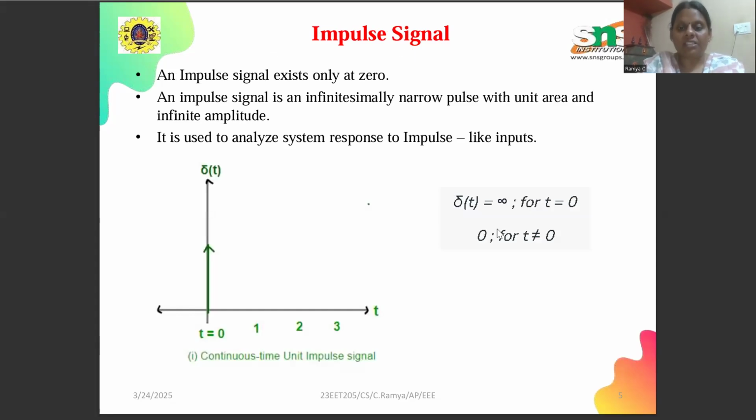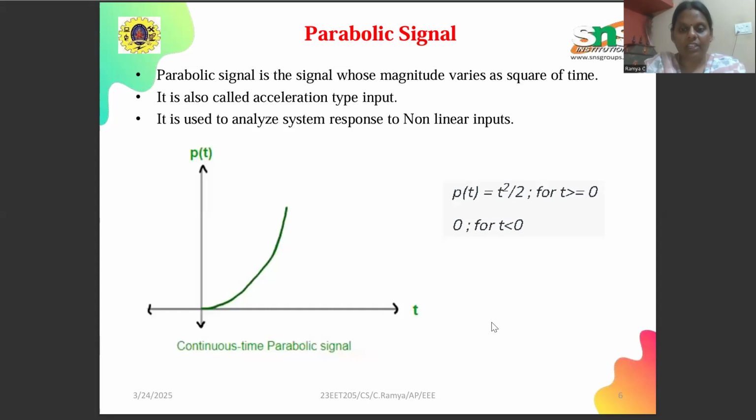And we have the impulse. It happens only when t equal to 0, and that too it has the peak value up to infinity. And the parabolic, p of t, is equal to t square divided by 2 when t is greater than or equal to 0. Else p of t is 0.